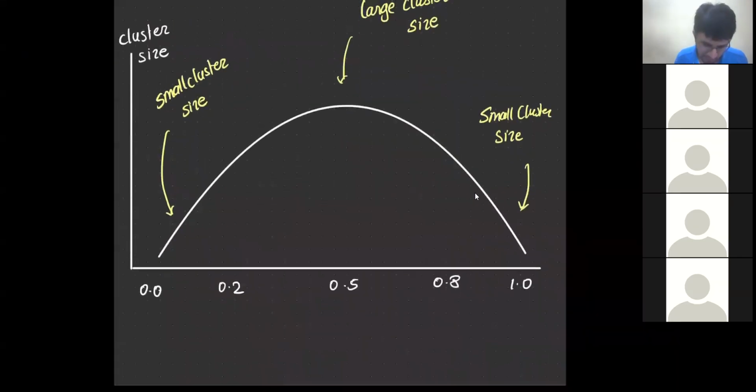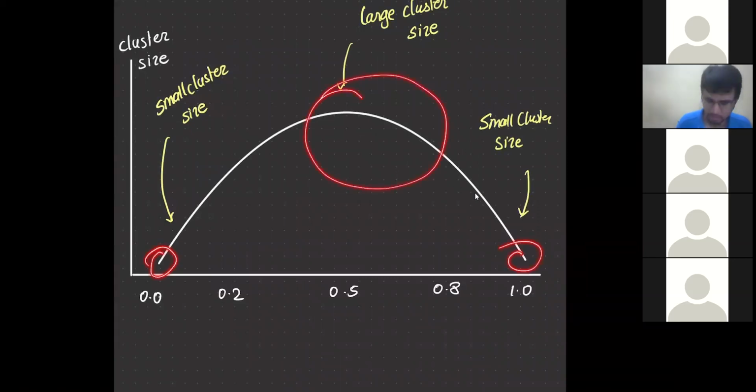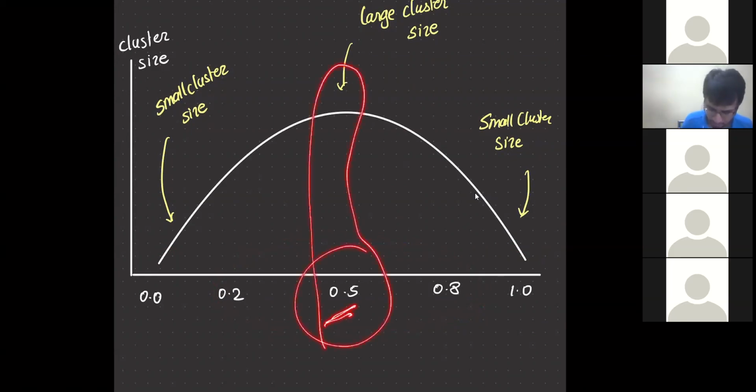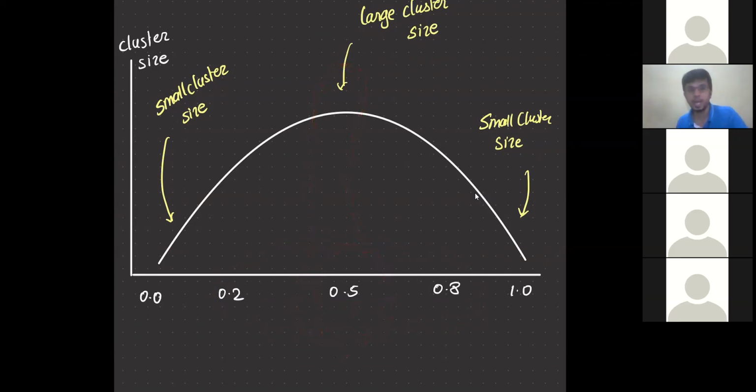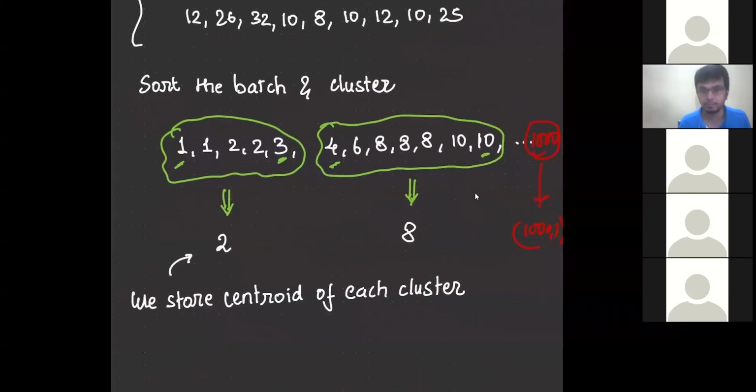This is actually very evident from this: smaller cluster size, larger cluster size. The common values, like 0.5, which is the median of my system, would have the largest cluster size, and here at the ends there is a smaller cluster size, so the data is represented more accurately.